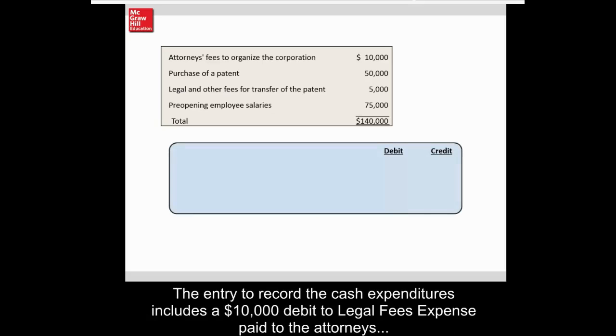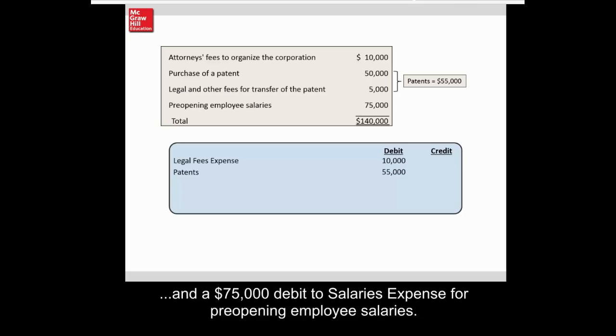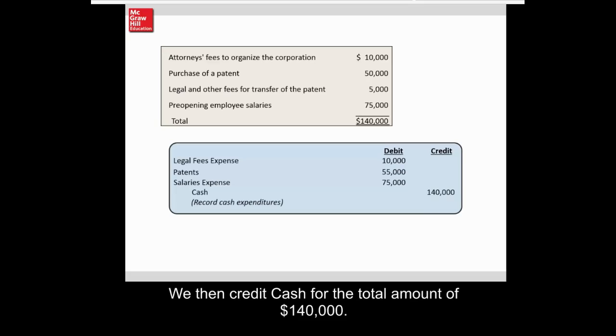The entry to record the cash expenditures includes a $10,000 debit to legal fees expense paid to the attorneys, a $55,000 debit to patents, which includes the $50,000 purchase price and the $5,000 of legal and other fees, and a $75,000 debit to salaries expense for pre-opening employee salaries. We then credit cash for the total amount of $140,000.